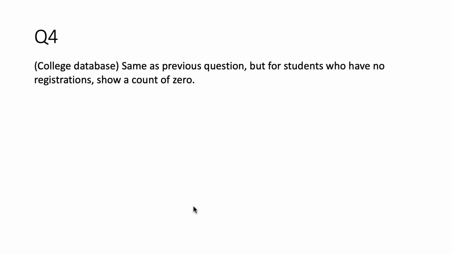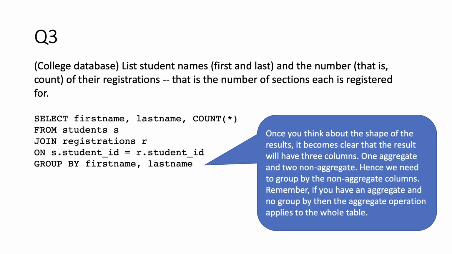So the next question says, it's basically the same as the previous question, but the important point is, for students who have no registrations, show a count of 0. Now this is an important conceptual point that this question is illustrating, right? So normally, suppose you just did a join like this. Now in this, will this not show a count of 0 for students who have not registered for any course?